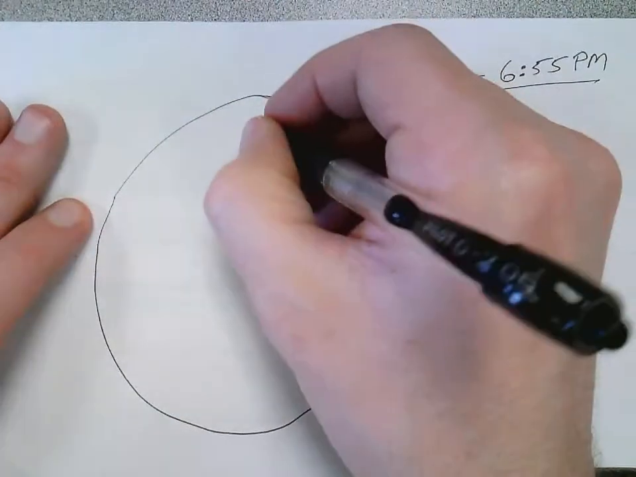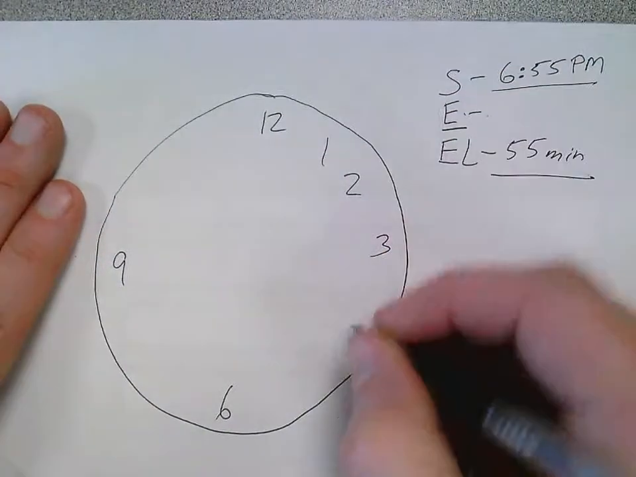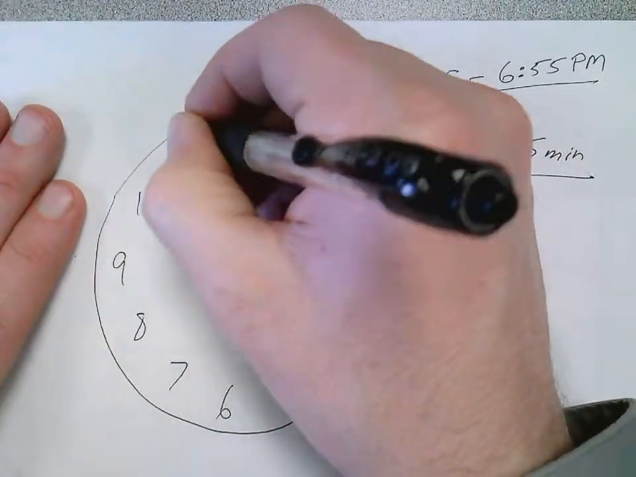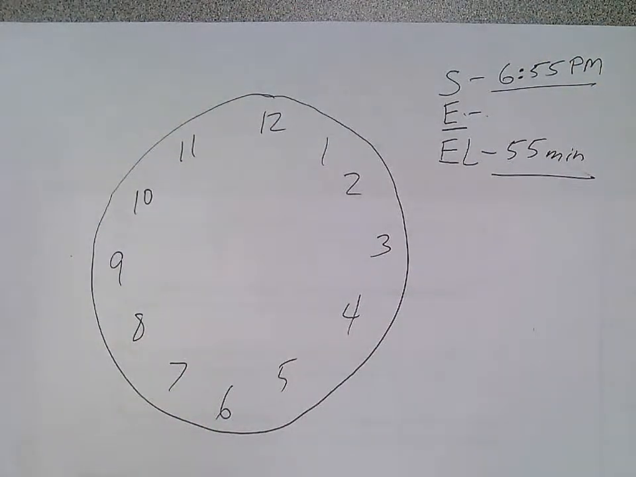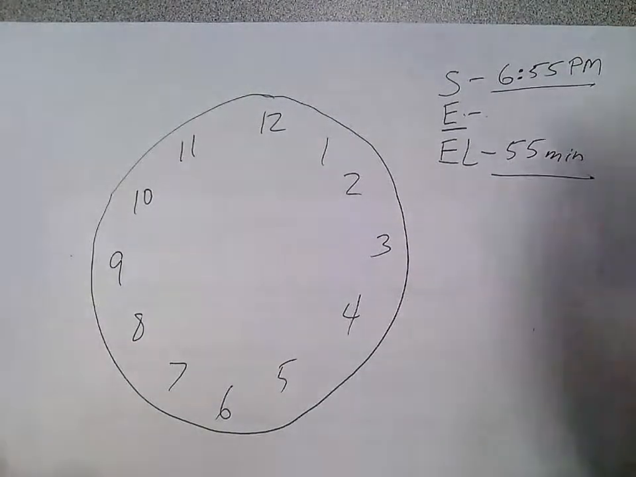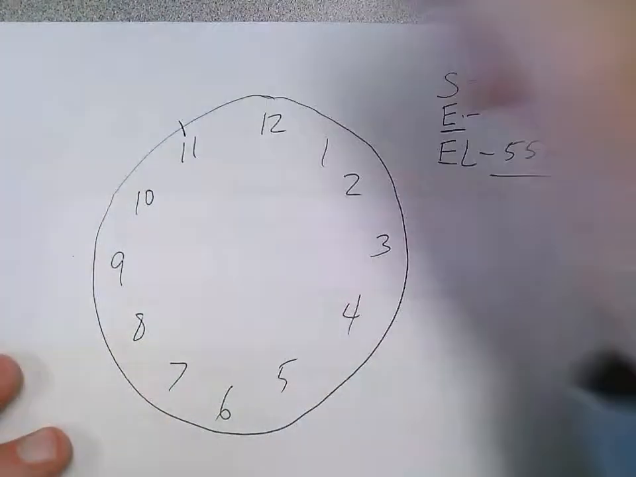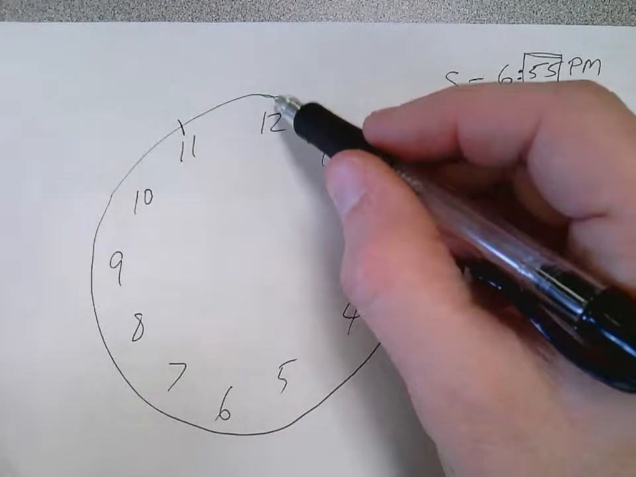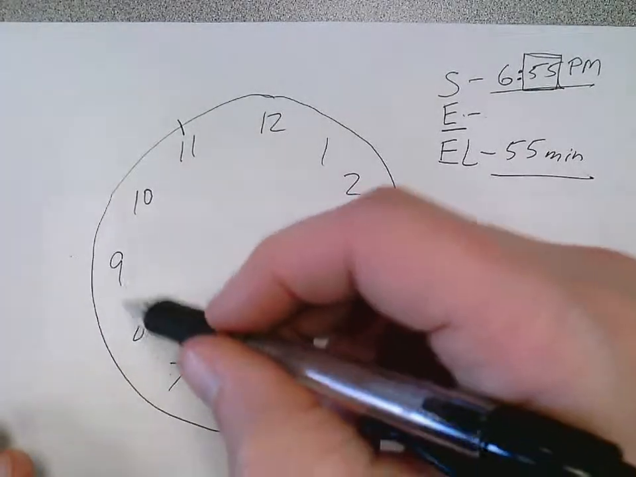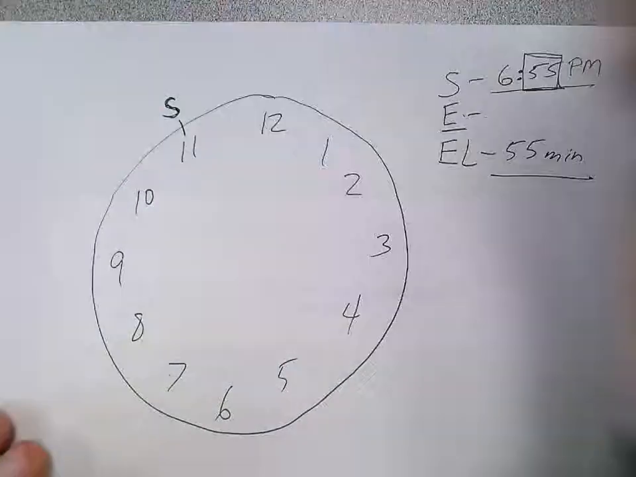Nice and neat. Put in my corners, 12, 3, 6, 9. Put in my middles, 5, 7, 8, 10, and 11. So to do this, I'm going to mark down my start time minutes. My start time minutes is 55, so I'm going to mark that down on the 11. To get that, I just count my 5s, starting at the 12 because the 12 is 0. 5, 10, 15, 20, 25, 30, 35, 40, 45, 50, 55. So my start time is 55.